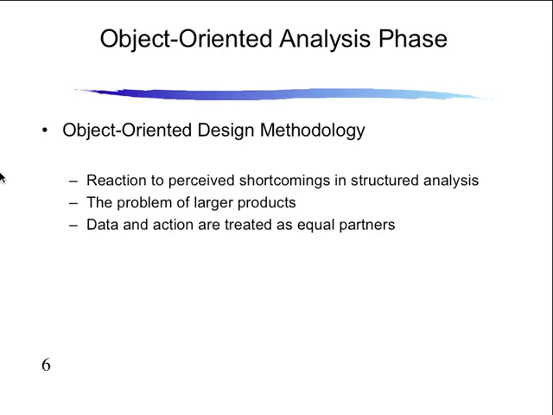And data and actions are treated as equal partners instead of separating them out. In structured analysis, they're completely separate. We talk about processes and we talk about data. In object-oriented analysis, we put them together, and now they're equal partners working together, and the diagrams are showing both together, which is kind of interesting.